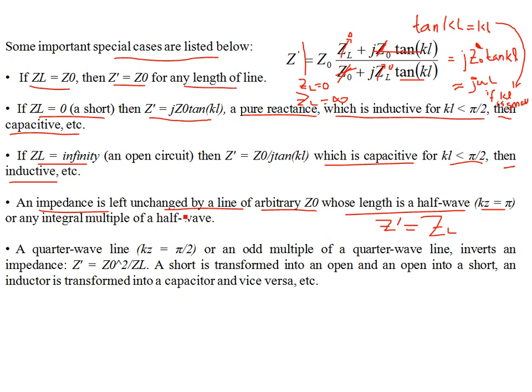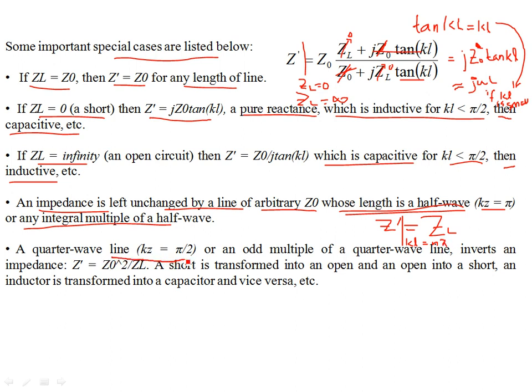So an impedance is left unchanged by a line of arbitrary characteristic impedance Z0 whose length is half wave. Okay, so a half wavelength line is not going to change the impedance, nor is an integral multiple of half wave, kL equal to nπ. So that is the case when kL is equal to an integral multiple of π, half wave.